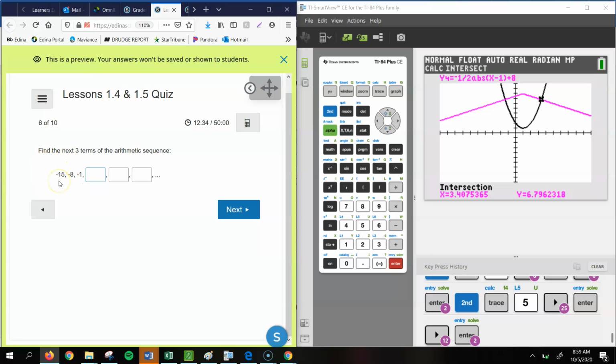If you're not sure, you just take on your calculator negative 8 minus negative 15. So it would become the same as negative 8 plus 15. Or negative 1 minus negative 8 would become negative 1 plus 8. In either case, you get 7 as your answer. So we're adding 7 each time.